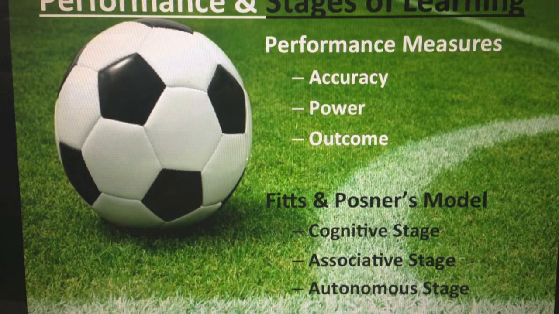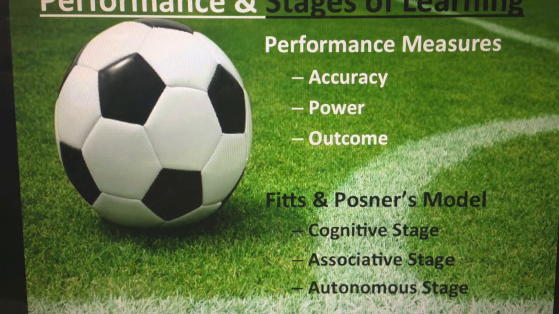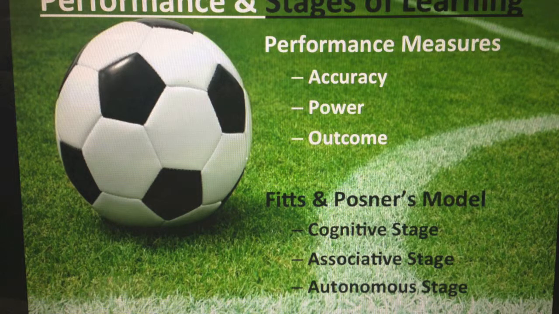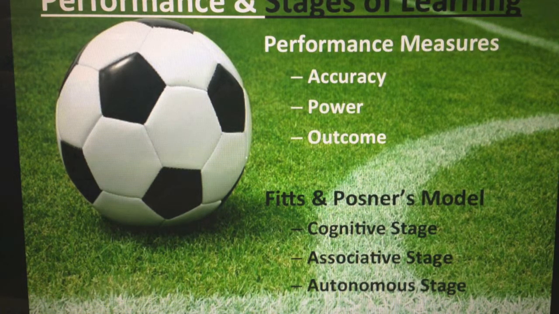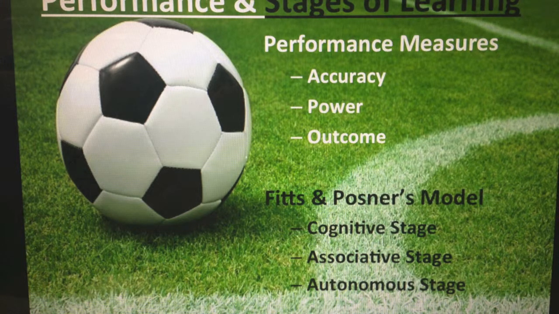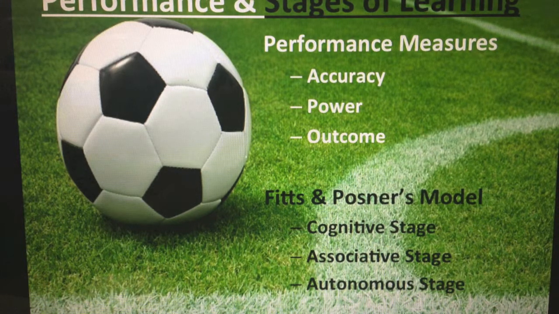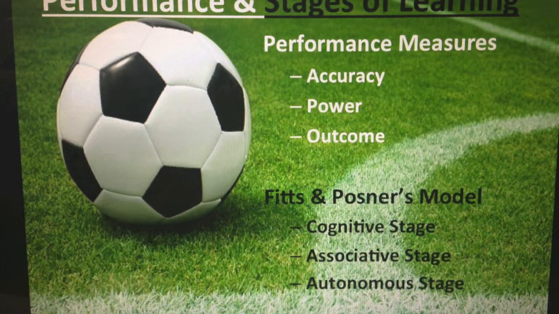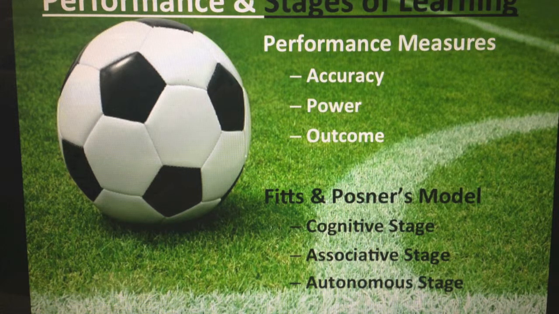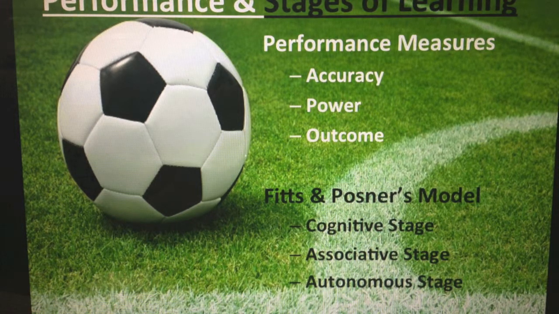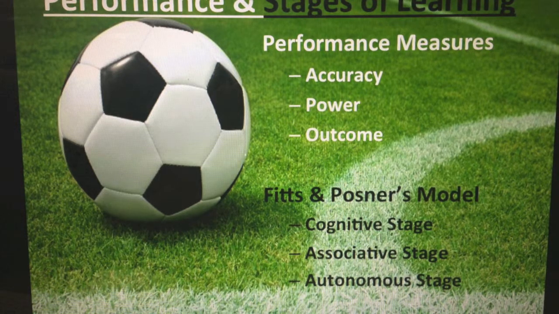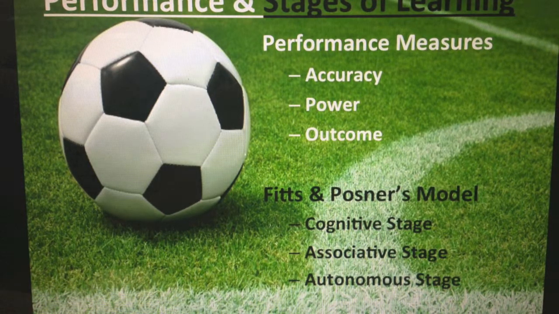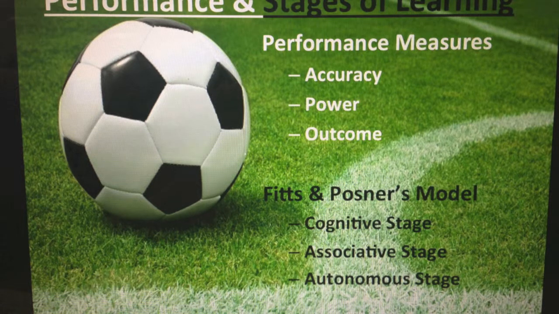Performance of the penalty kick can be measured in several different ways, including accuracy, power, and outcome. Accuracy can be measured by telling the learner to aim each shot, for approximately 5 shots at goal. The total number of shots accurately made should improve as the learner improves through Fitts and Posner's 3-stage model. These stages include the cognitive stage, the associative stage, and finally the autonomous stage.